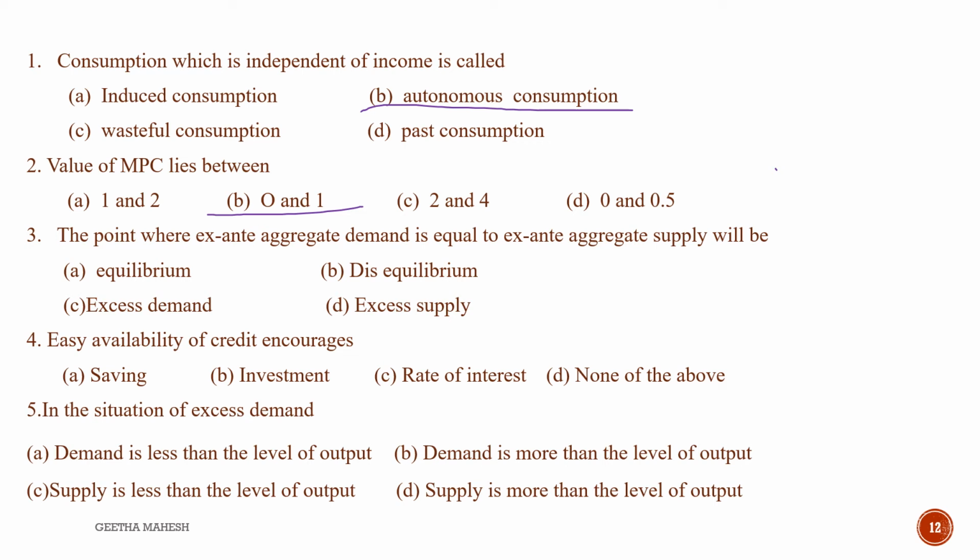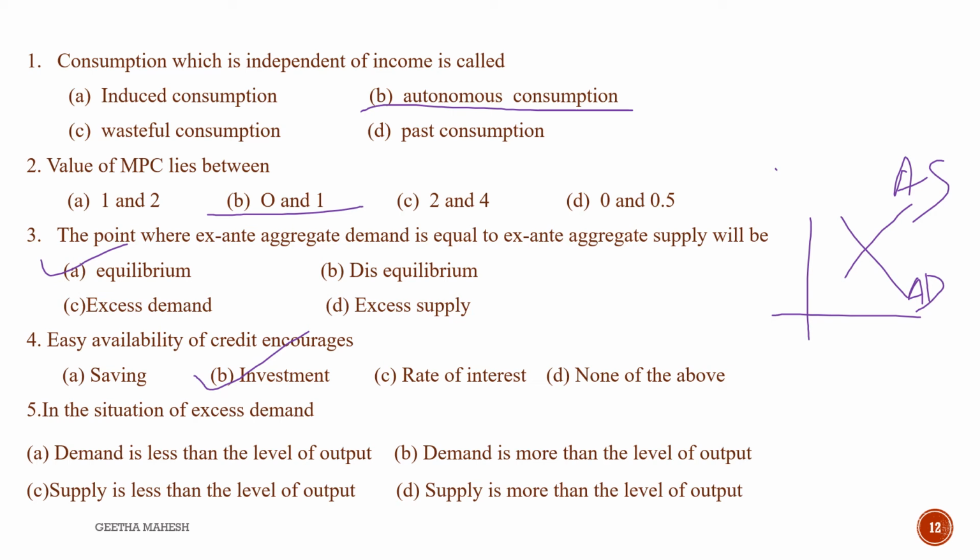The point where ex ante aggregate demand is equal to ex ante aggregate supply will be equilibrium, disequilibrium, excess demand, excess supply. The right answer is equilibrium, where aggregate demand is equal to aggregate supply. Easy availability of credit encourages savings, investment, rate of interest, none of the above. It is investment. When credit is available at cheaper rate and easily, definitely investment will increase.